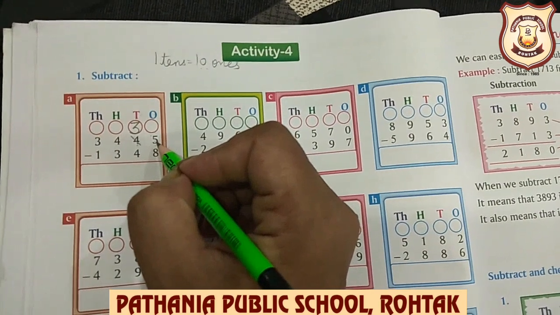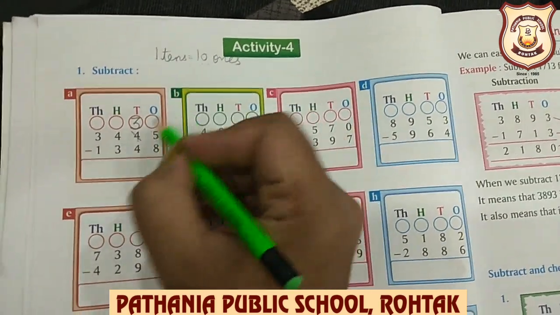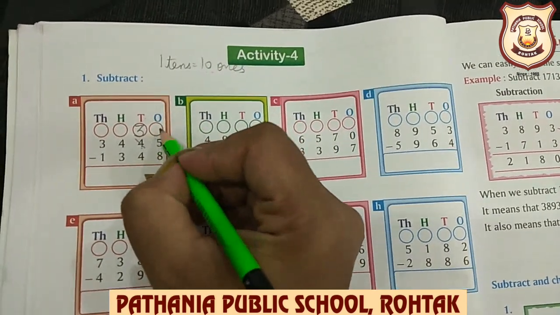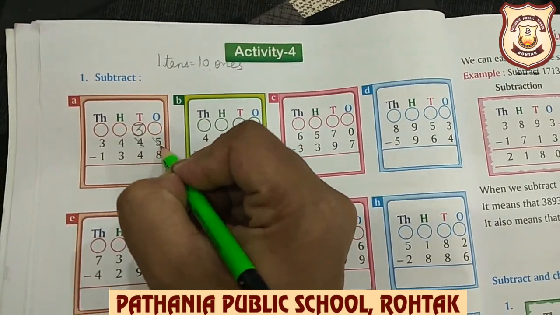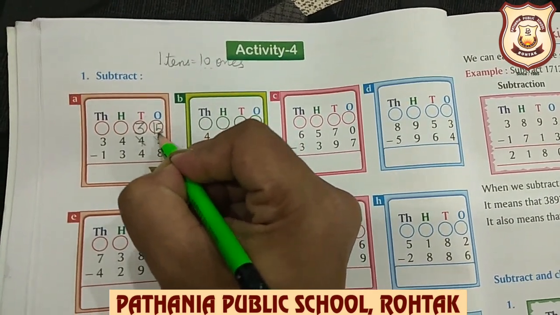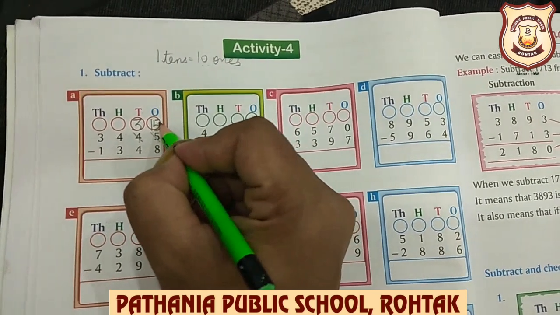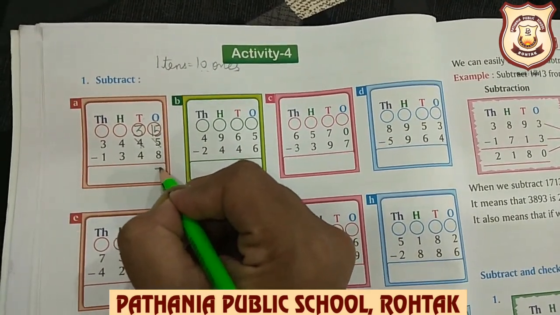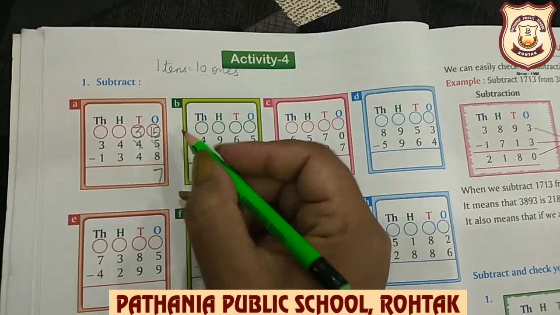Now earlier there were 5 ones. Now 4 has given 10 ones to 5. So 10 plus 5 is 15. So 5 will become 15. Now 8 can be subtracted from 15. 15 minus 8 is 7. So we will write here 7.